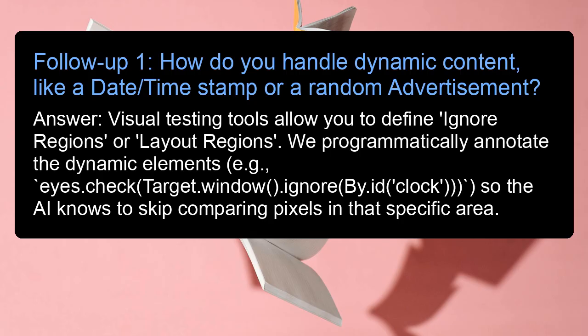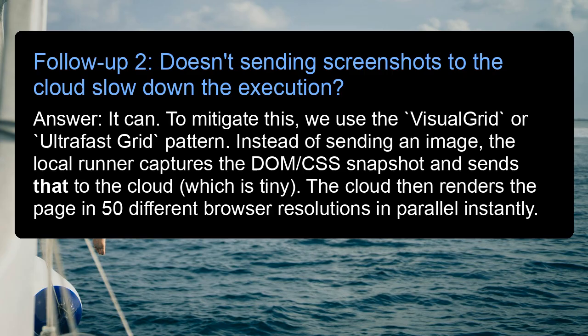Follow-up 1. How do you handle dynamic content, like a date or timestamp or a random advertisement? Answer: visual testing tools allow you to define ignore regions or layout regions. We programmatically annotate the dynamic elements, for example, eyes.check, target.window().ignoreById("clock"), so the AI knows to skip comparing pixels in that specific area.